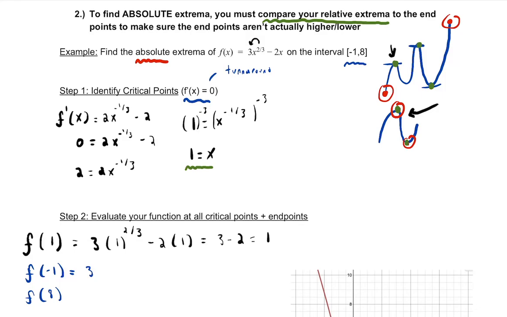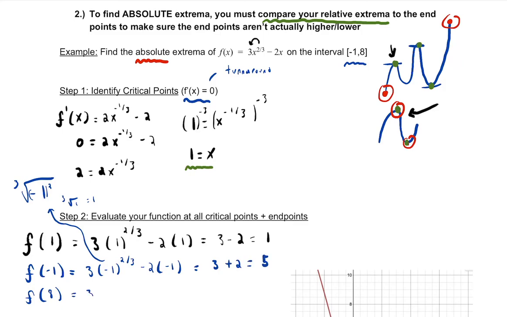So we plug in negative 1: 3 times negative 1 to the 2/3 minus 2 times negative 1. Now this one takes a little bit more thinking. Negative 1 to the 2/3 is going to be the cube root of negative 1 squared. So that's going to be the cube root of 1. That's just equal to 1. So that's still 1. So we have here 3, negative 2 times negative 1 plus 2, we'll have 5.